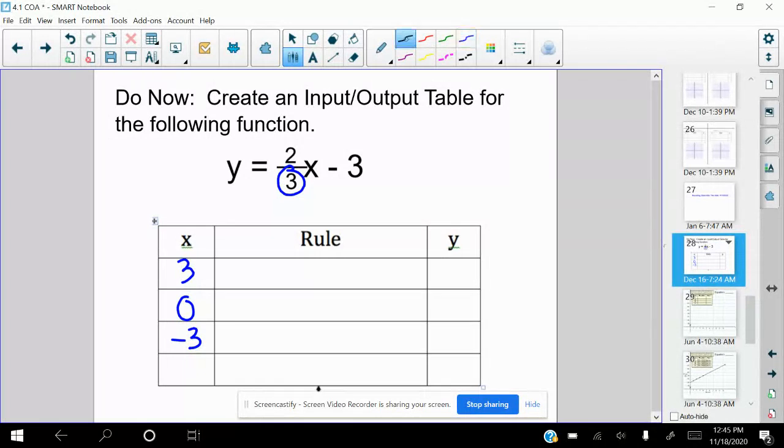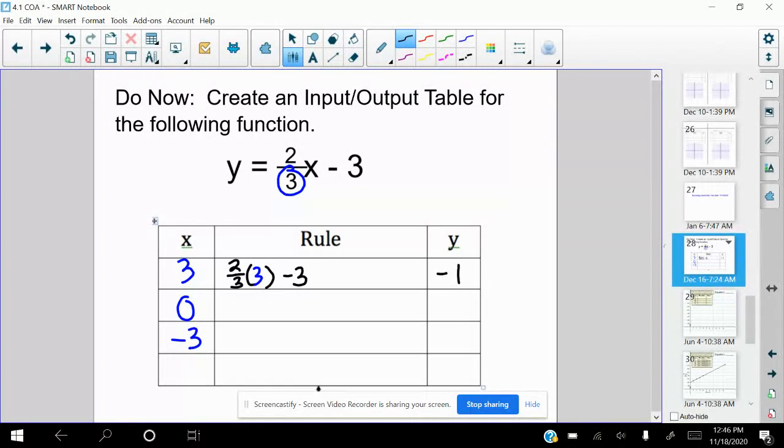What we're going to do is rewrite this rule, and we're going to substitute x to be the x value. Well, if we have 2/3 times x minus 3, we're going to substitute in the x value that we chose of 3. 2/3 of 3 is 2. 2 minus 3 is negative 1. Therefore, y is going to be negative 1.